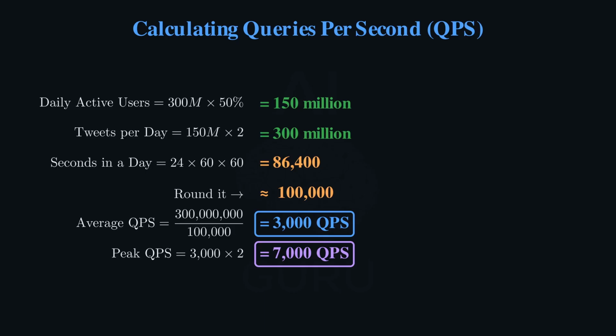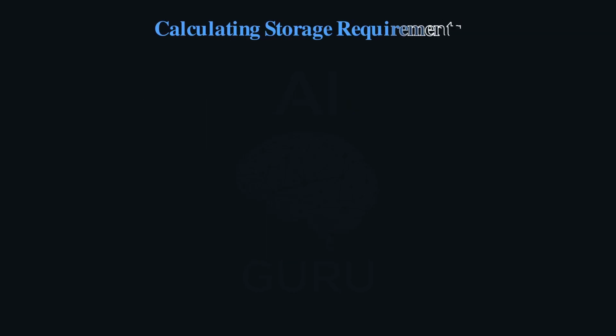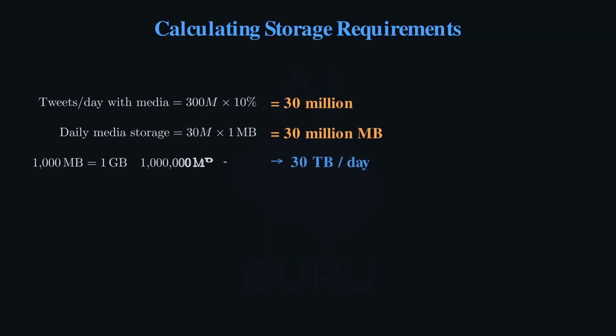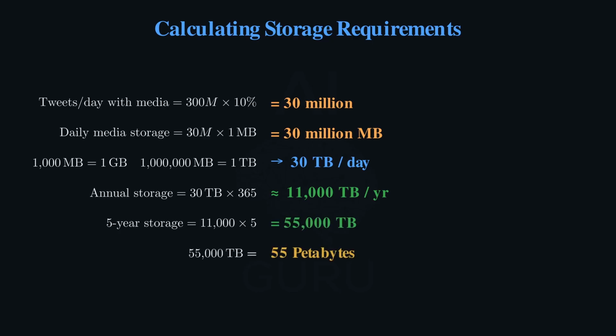But now we have to figure out where to put all this stuff. The storage estimation. This is the heavier lift. We know we have 300 million tweets a day. But text is tiny, right? 140 bytes is nothing. The real cost is the media. And our assumption was 10% of tweets have media, and that media averages 1 megabyte.